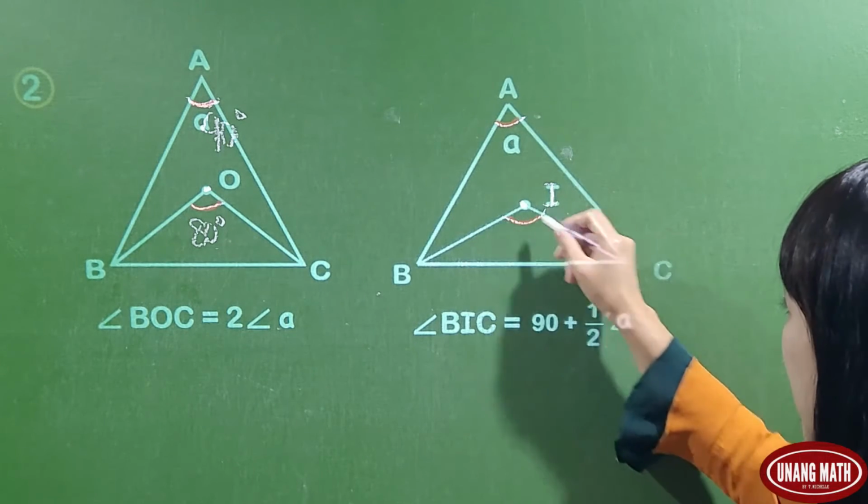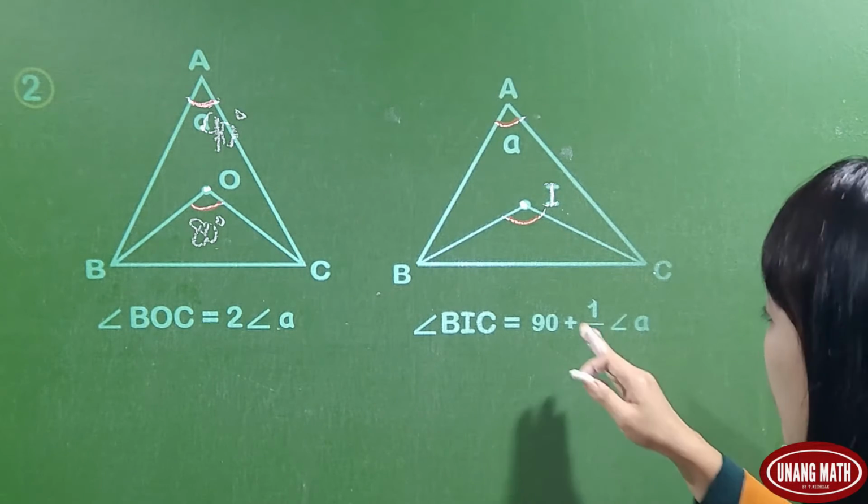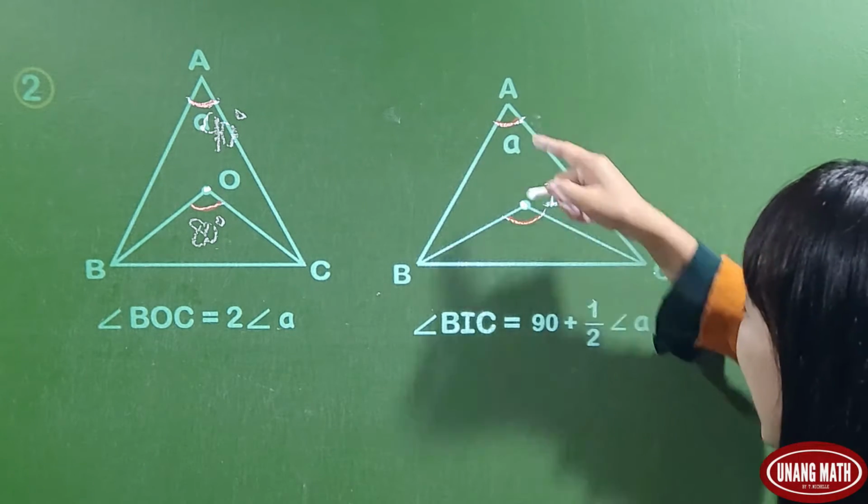In this next figure, since this is our incenter, the measure of angle BIC is equal to 90 plus half the measure of angle A.